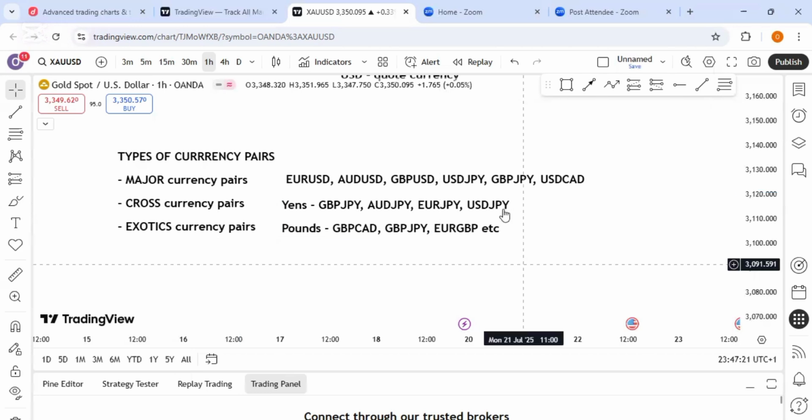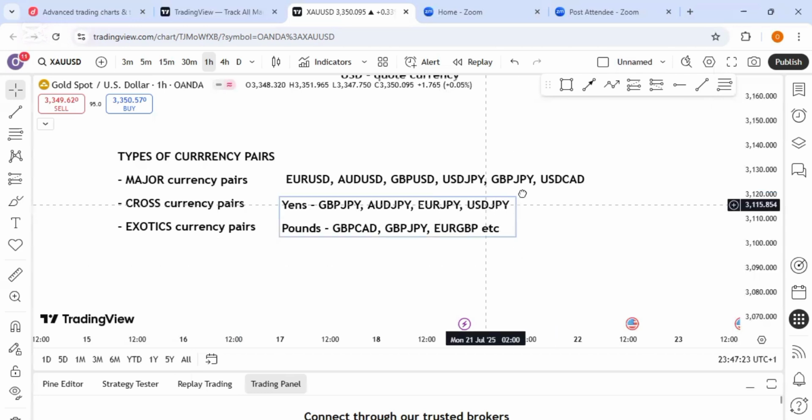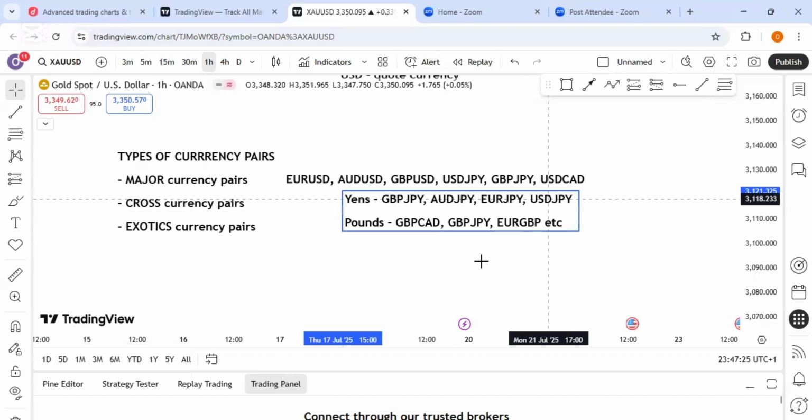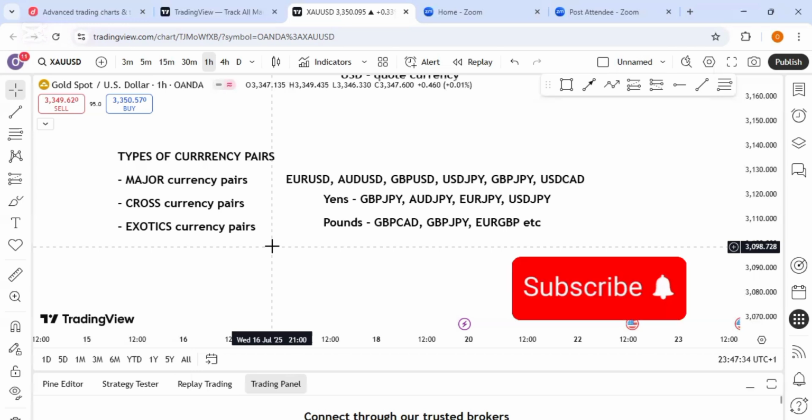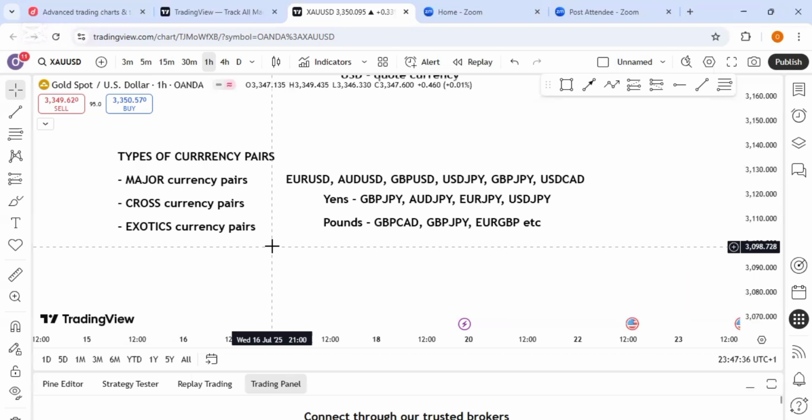So lastly, we have the exotic currency pairs. When I'm talking about exotic currency pairs, it means there are some particular countries that are not developed like that, they are underdeveloped, in which their currency has low value. So if the currency of such a country crosses with a major currency, we term them exotic currency pairs.